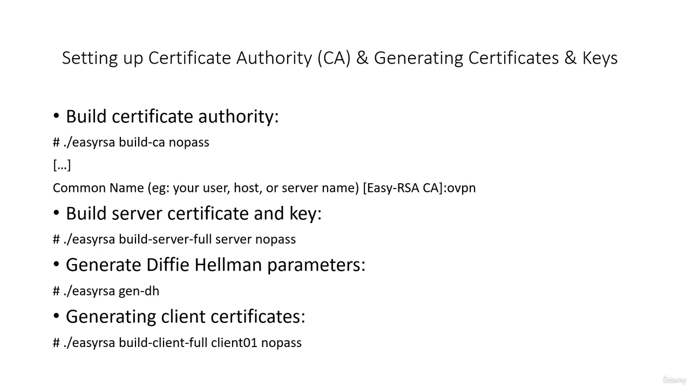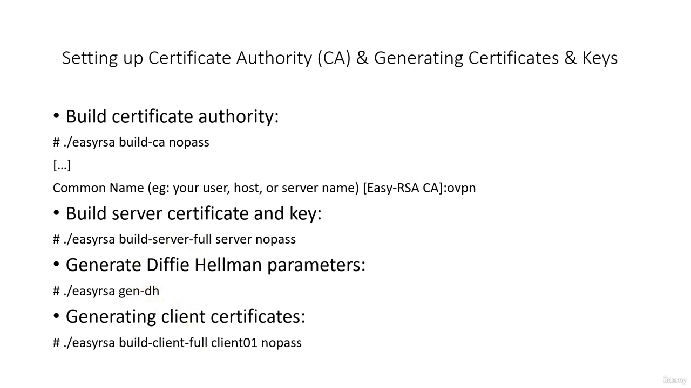We need to generate the Diffie-Hellman parameter, which is easy. This line in the command prompt will generate the Diffie-Hellman. And then at the end we need to generate our client certificate, which is this, and this will generate all the client certificates. Make sure you follow all of those in your command prompt. These are the commands that we need to use.